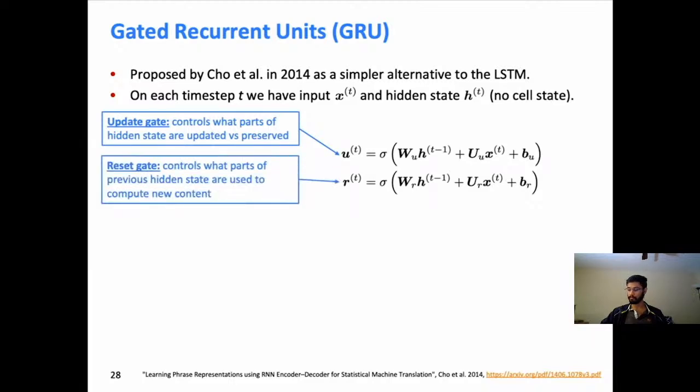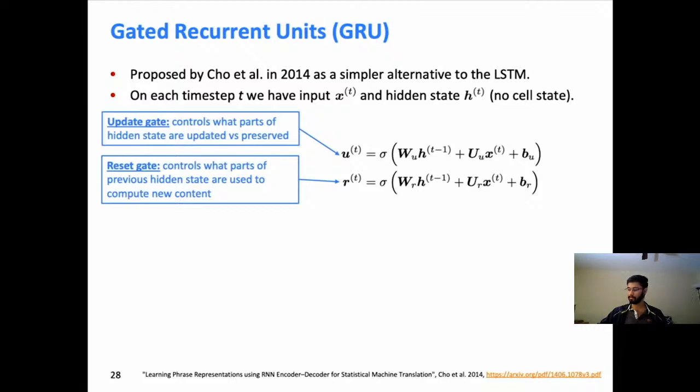The second gate is called the reset gate, r_t, and the idea is that this gate is controlling which parts of the previous hidden state are going to be used to compute new content. So you can think of the reset gate as kind of selecting which parts of the previous hidden state are useful versus not useful. So it's going to discard some things and select some other things.